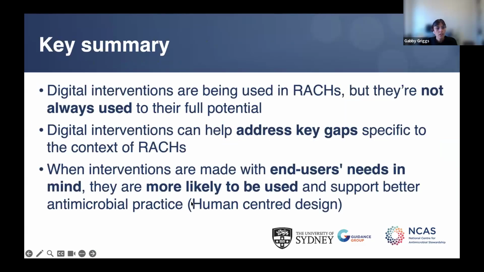So in summary, digital tools are already being used in residential aged care homes, but they're not always used to their full potential. At the same time, these interventions have potential to address key gaps specific to the residential aged care homes context. We saw that with the virtual antibiotic team. And finally, an important takeaway is that how these tools are designed really matters. When they are developed with end users in mind, they're much more likely to be used and improve antibiotic prescribing in practice, which is human-centered design. It was a great finding.